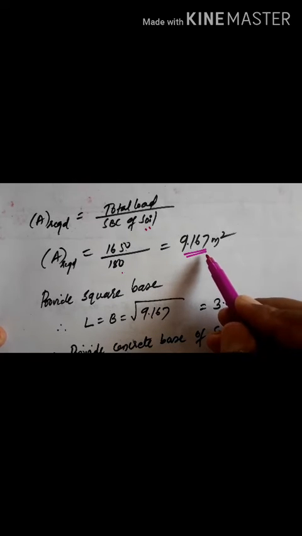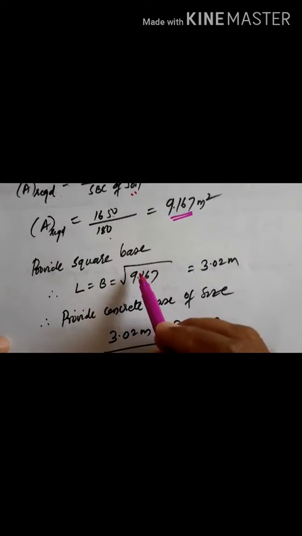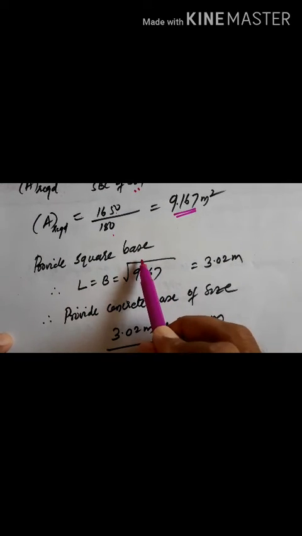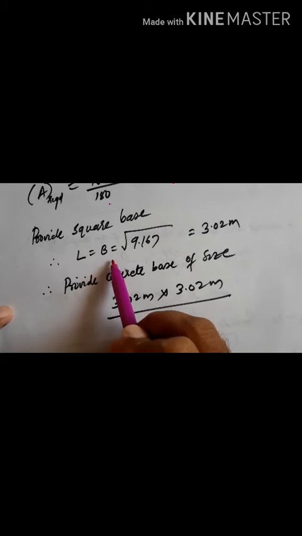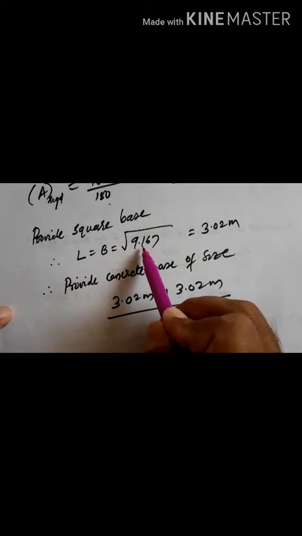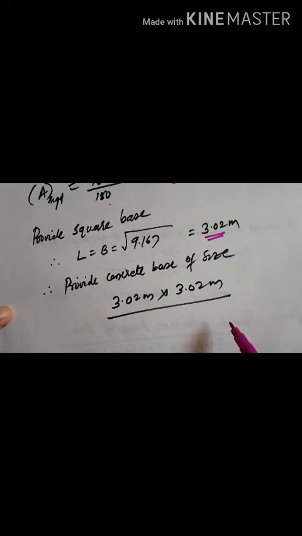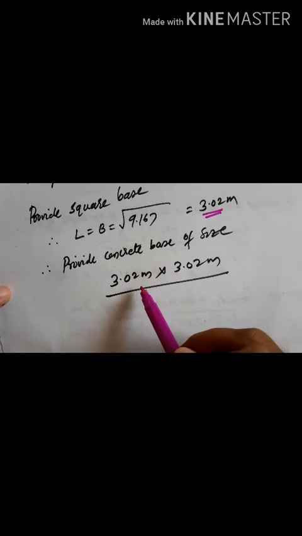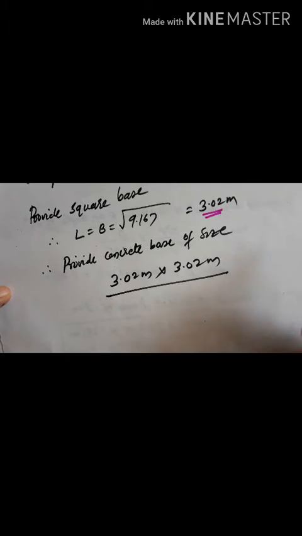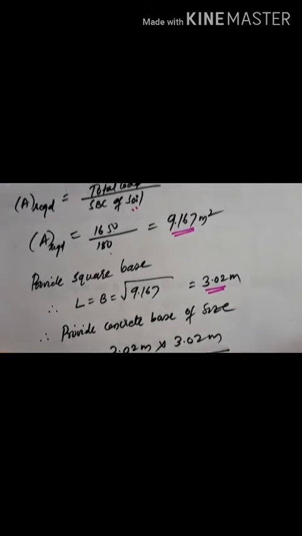That much area of concrete pedestal is required. Assuming a square base for the concrete pedestal, L equal to B equal to root of 9.167. Then I got 3.02 meter. Hence provide a concrete base of size 3.02 meter by 3.02 meter. I hope you understood this one.